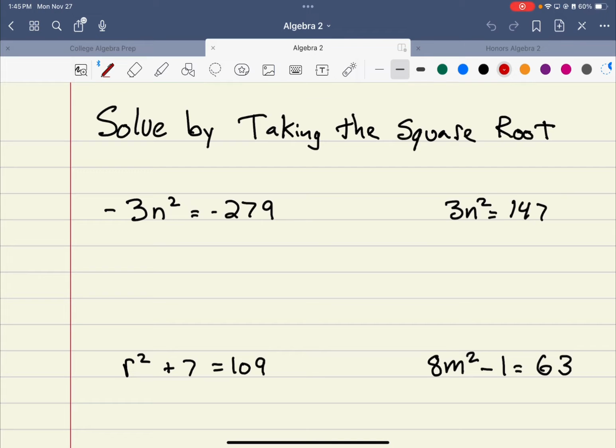So when we're solving by taking the square root, we talked about the first thing that needs to be done is we need to isolate the variable. So we need to get rid of any addition or subtraction that's done to the variable first, and then any multiplication that is done to it. So in this case, we've got negative 3 times n squared. So we have to get rid of that negative 3n squared by dividing both sides by negative 3. Negative 3n squared divided by negative 3. Negative 3 divided by negative 3 is 1. So that just leaves us with n squared.